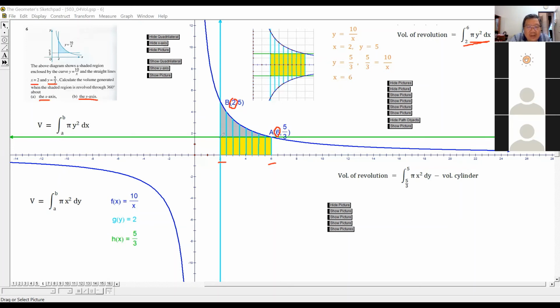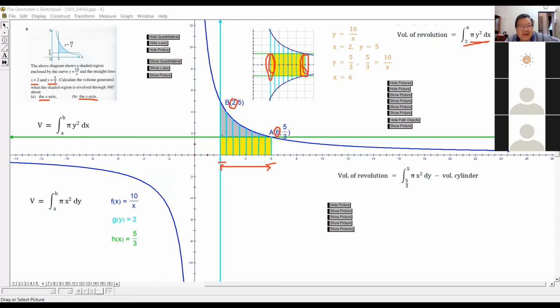The yellow color, when it is rotated, will form a cylinder. So what is the height of the cylinder? From 2 to 6. How long is this? The height of the cylinder is 4. 6 minus 2 is 4.